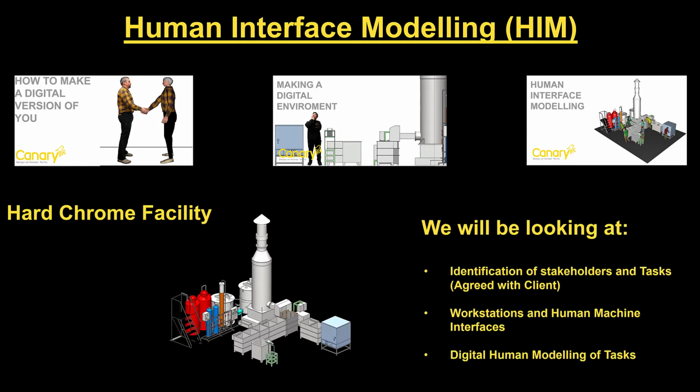The example we'll be looking at today is a standard crane facility which I sourced online, and we'll be looking at 3 main things: identification of stakeholders and tasks, so who will be using the design and what tasks will they be performing; workstations and human machine interfaces, also known as HMIs, so this is not just a screen, which is a common misconception, but what are the points of interaction between the human and the design. And we will do some digital human modeling, looking at how to recreate the posture which a human might adopt when interacting with the design in a digital world.